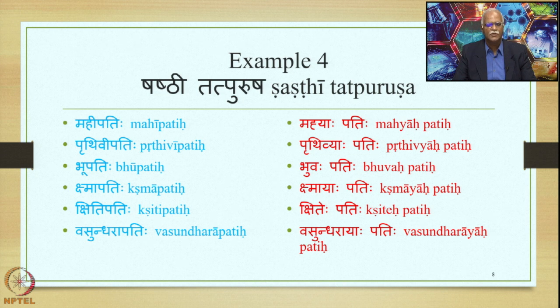Similarly, the other type of example of Shashti Tatpurusha Samasa is stated on this particular slide. Mahipatihi, the lord of the earth. And the dissolution is Mahyaha Patihi. Now, similarly, you can form different compound words, Prithivi Patihi, Bhupatihi, Kshmapatihi, Kshitipatihi, Vasundhara Patihi, all meaning the master of earth. This is also a very productive process, and these are all the Shashti Tatpurusha Samasas.